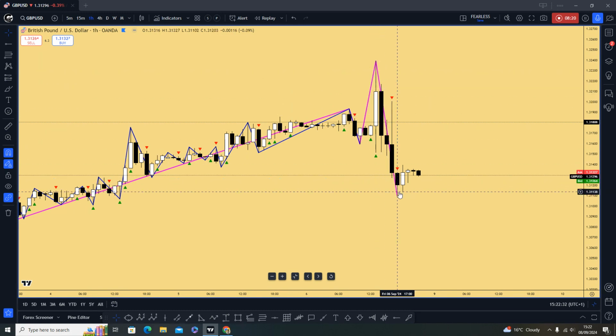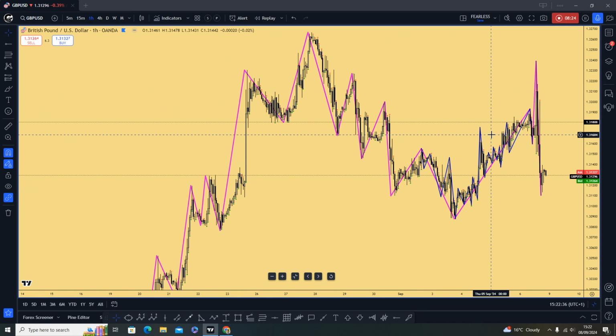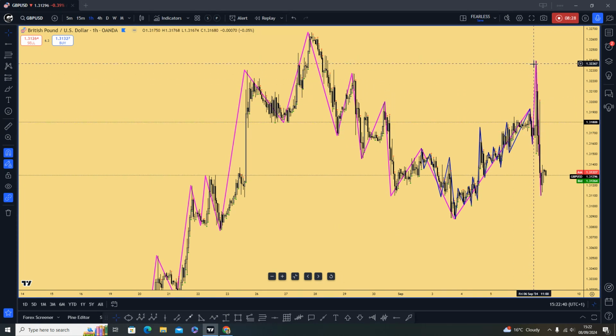So this is a normal pullback based on the trend. Had price not gone above here, then we would have a lower high here, and that sell could be valid. But because price went above here, and this is a structure on the 4 hours, it is also a momentum high on the 1 hour chart.